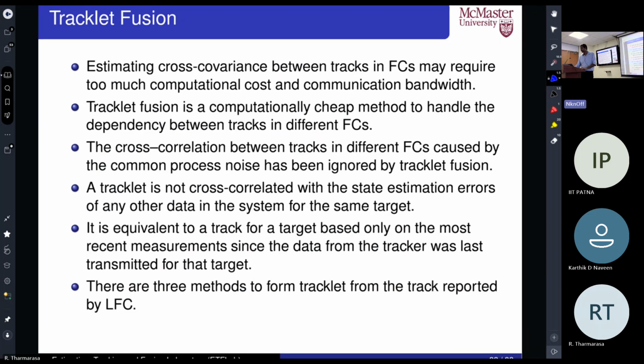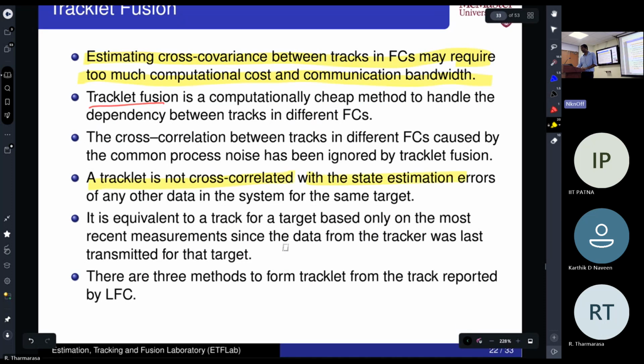Let's go through these sentences so that it may be easier. Estimating cross covariance within tracking may require too much communication and computing. We already talked about that. So tracklet fusion is an efficient way of doing it. This is not correlated with any state estimation of the other data. That is an important part. This is not correlated with any of them.